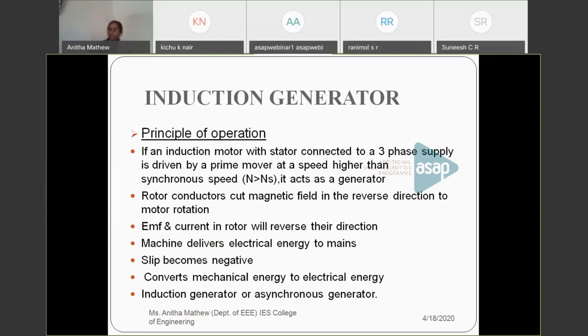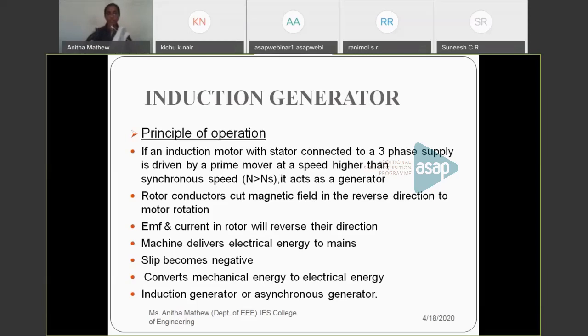When EMF and current reverse their direction, what will happen? The machine delivers electrical energy to the mains, instead of taking it from the mains. Then what will happen? Slip becomes negative. Why does slip become negative? Because slip is (Ns minus N) by Ns, that is, the difference between the synchronous speed and the speed of the rotor.